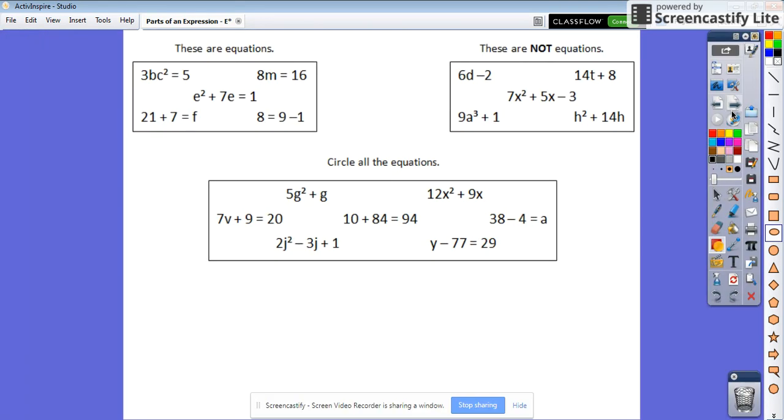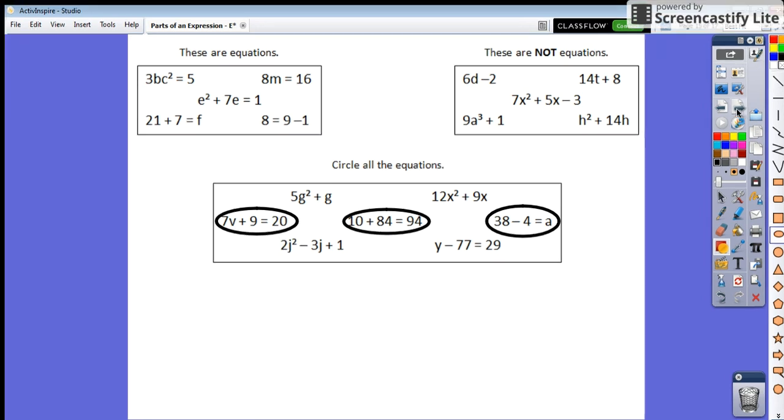So here's our next one, equations. So this first box are all equations. This next box are not equations. Go ahead and pause the video and figure out which ones are equations. Okay, welcome back. I'm going to be circling your equations. It's actually these middle 3. They all have equal signs and an answer on the other side. So go ahead and make sure you have all 3 of those circled. They've got that equal sign. So equations have the equal sign. Expressions do not.